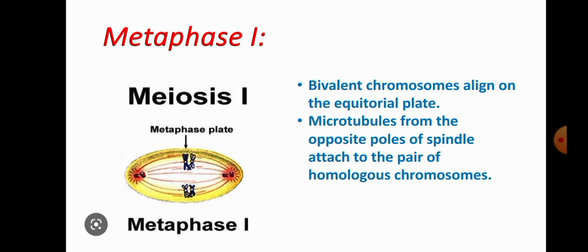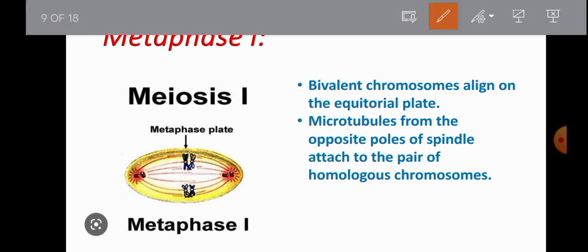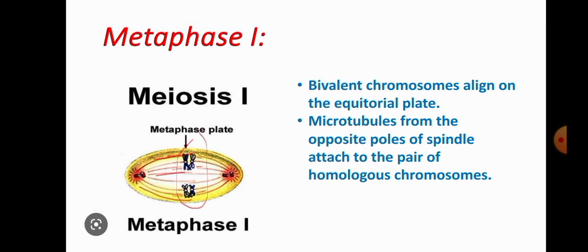Next, moving on to the second stage, that is metaphase 1, after prophase 1. In metaphase 1, as you had learnt in the mitosis stage, the chromosomes come to the equatorial plate. So here also the homologous chromosomes come to the center of the cell, that is the equatorial plate, and the spindle fibers attach to the homologous chromosomes. So that's it about metaphase 1.